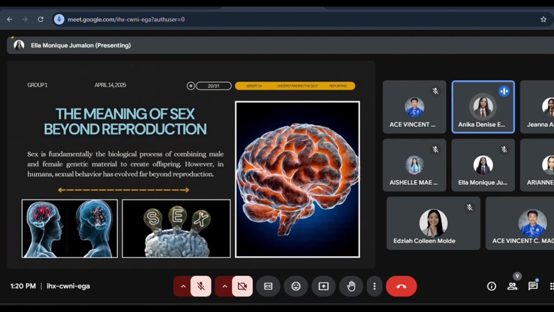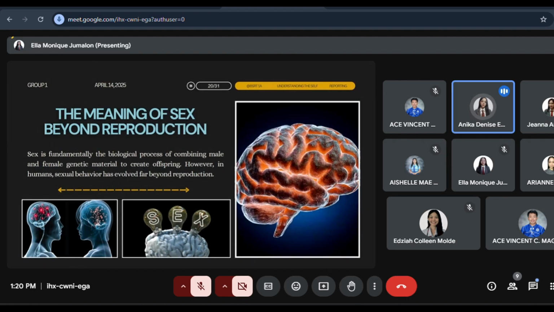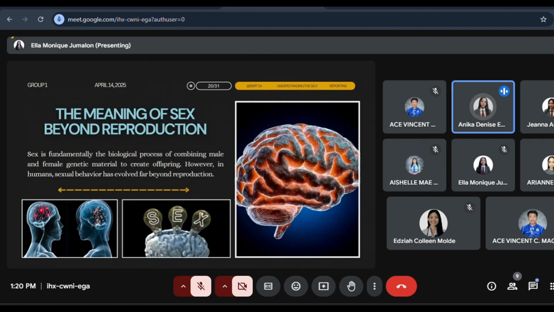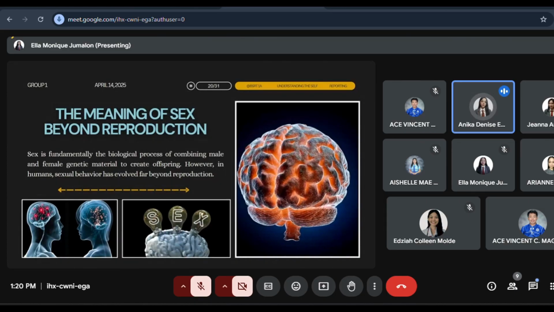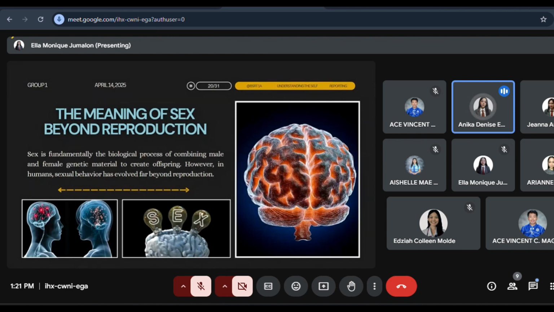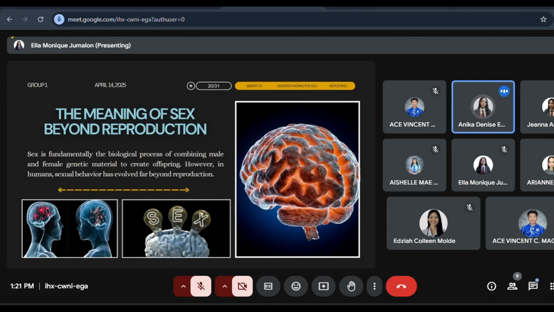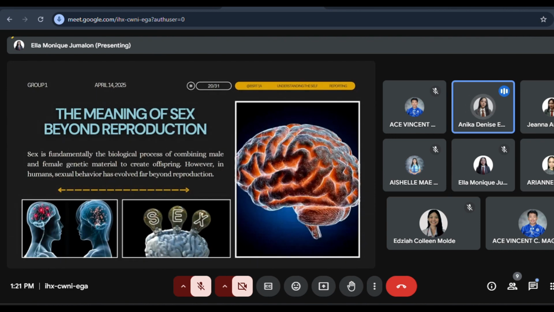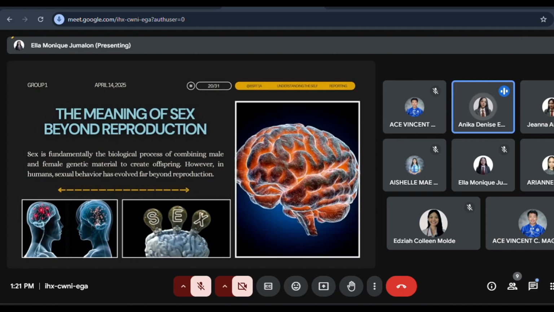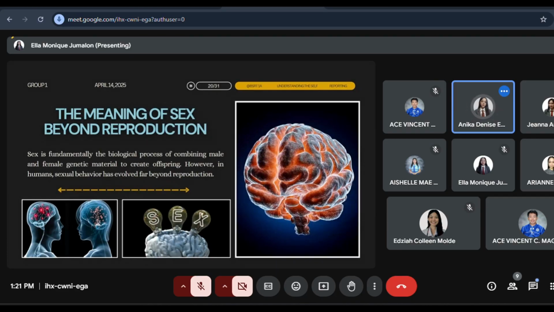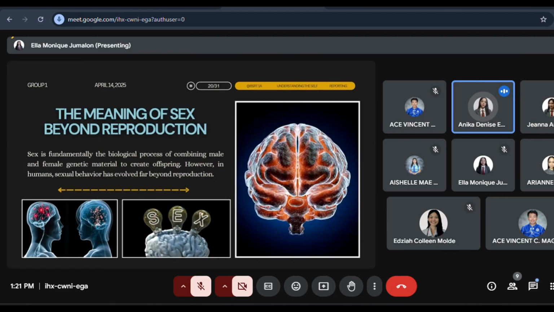At its core, sex is a biological process meant for reproduction, uniting genetic material to create offspring. But human sexuality has evolved beyond that. It now involves complex behaviors and emotional needs like seeking intimacy, pleasure, and even forming relationships. What makes this possible is the brain, which not only processes these experiences, but also motivates and rewards us through chemicals and neural circuits. That's why we say the brain is actually the most powerful sex organ.